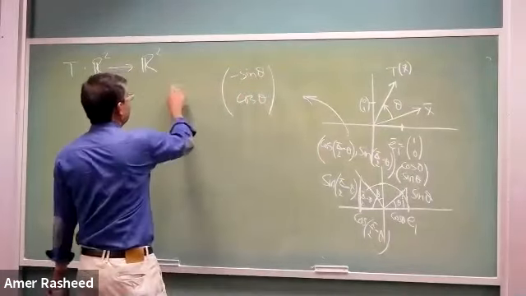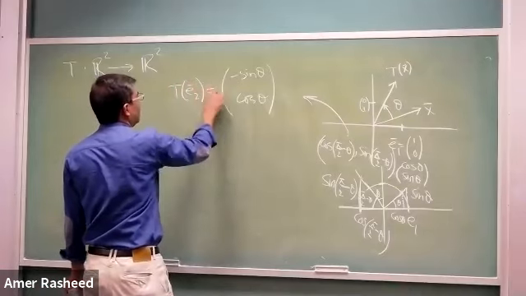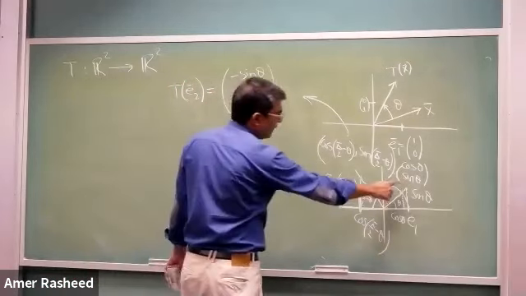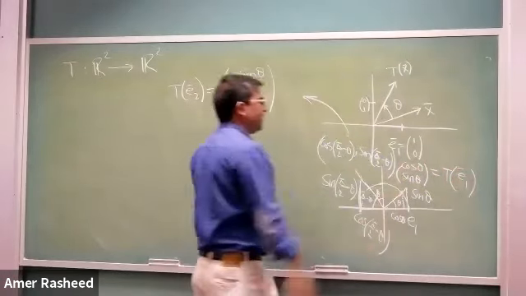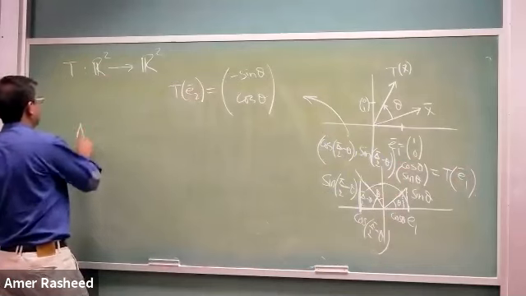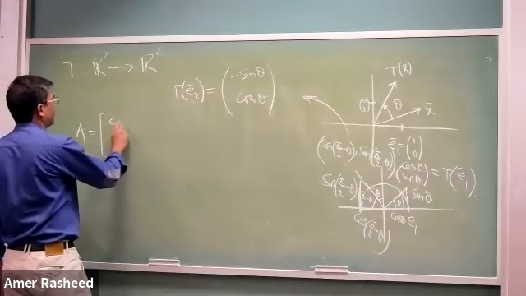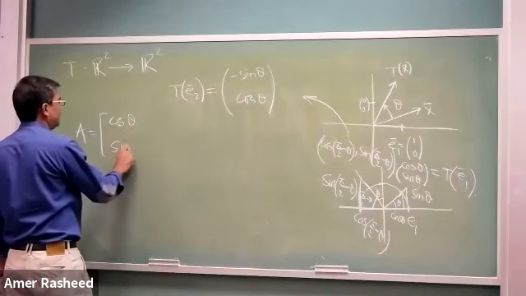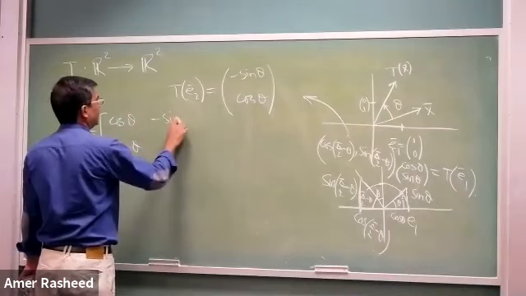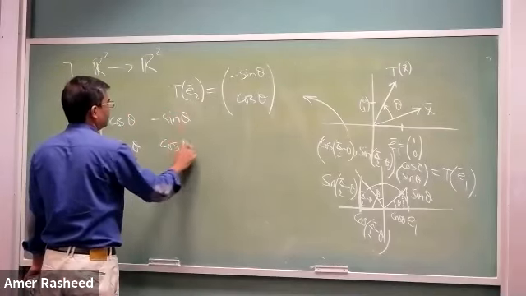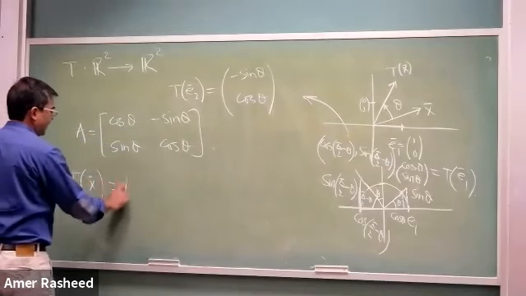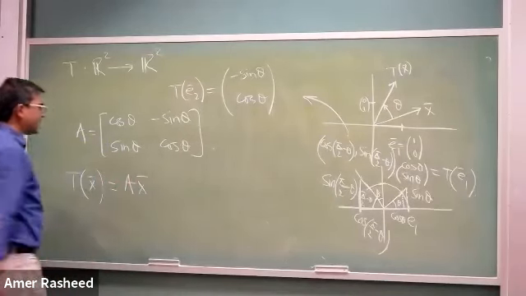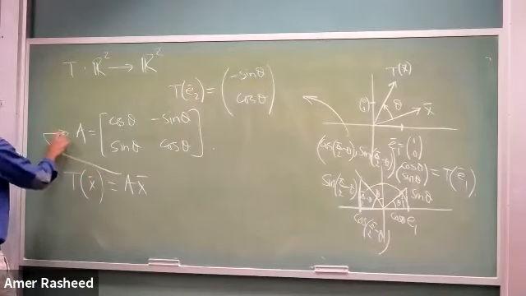So this is your T of E2, and what is your T of E1? This is your T of E1, which is cos theta, sin theta. Now, what will be the standard matrix? It will be cosine theta, sin theta, and negative sin theta, cos theta. Okay, so the transformation will be what? T of x equals A times x, where A is defined here.